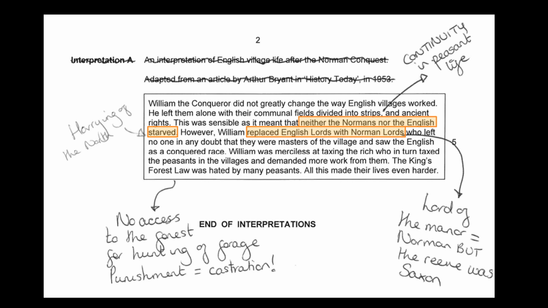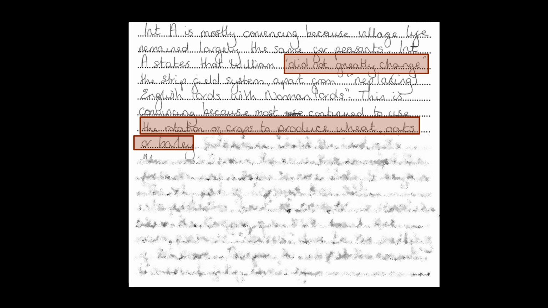Furthermore, whilst it is true that the English lords were replaced by Norman lords, the role of the reeve did not change. This was the manager of the peasants in the fields, and he remained Saxon. This meant for many peasants, they would not have felt much difference in the way their village was organized and run. Let's now examine a model answer.